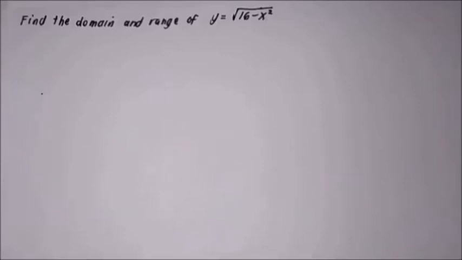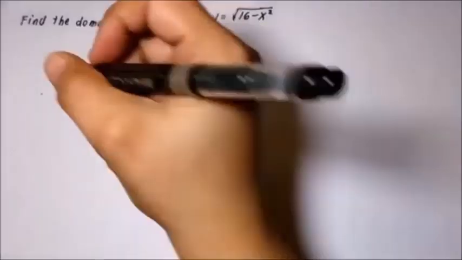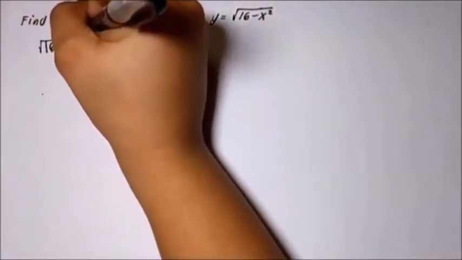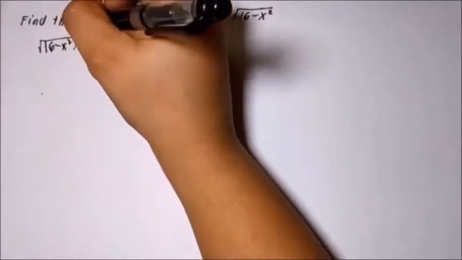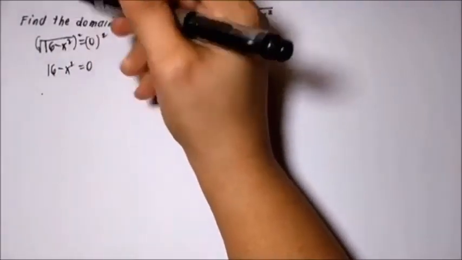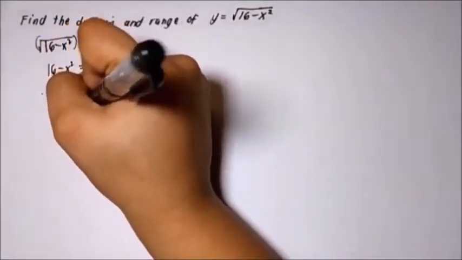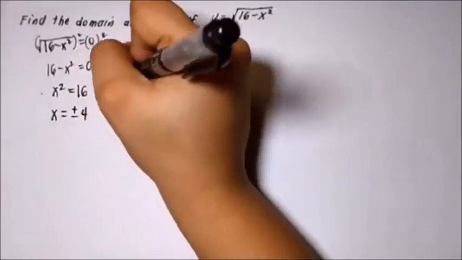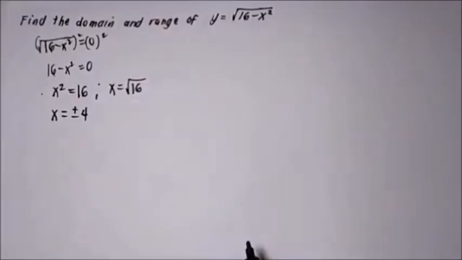Let's solve now for the domain and range of a given function. With this given, y equals square root of 16 minus x squared. So we will be getting the zeros of the polynomials. Let's equate this to 0. So square root of 16 minus x squared equals 0. And then square both sides. So we have 16 minus x squared equals 0. Transpose x squared to the other side, we have x squared equals 16. So x now would be positive and negative 4, because x equals the square root of 16 and it is a square root, so we'll be having two values, positive 4 and negative 4.